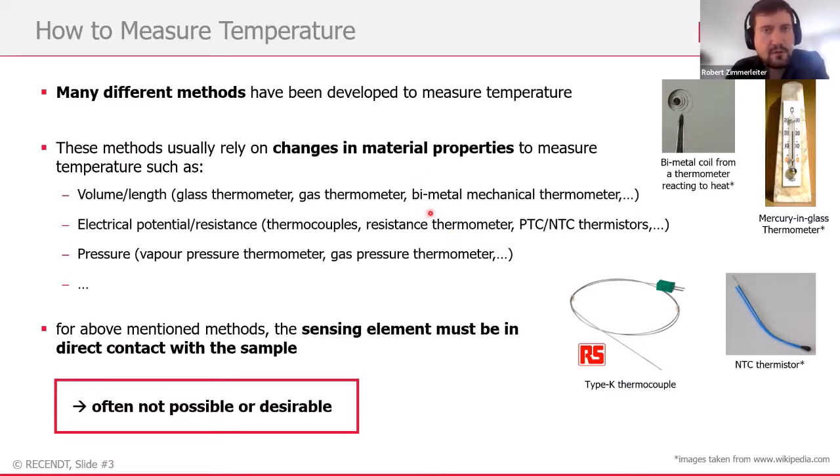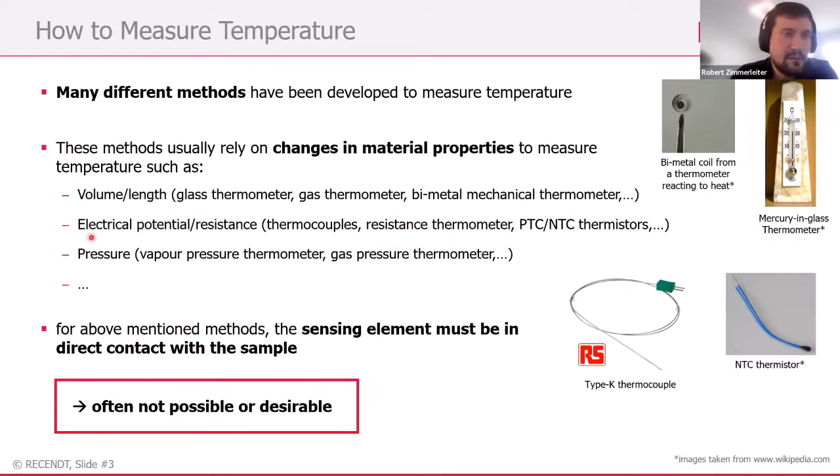You have also bimetal mechanical thermometers. You can also see this in the little GIF animation here, how it reacts to the heat of a lighter. You have two different metal stripes that expand differently with temperature change, and therefore you can make a very cheap and efficient thermometer out of this.